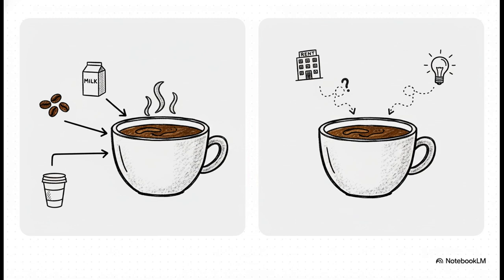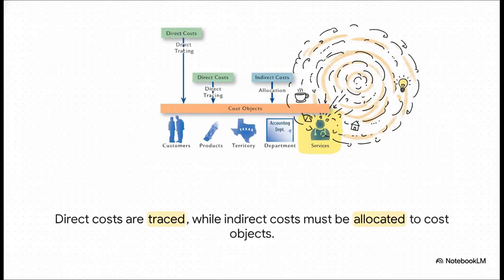But then you've got the indirect costs. The shop's rent, for example. I mean, it's totally essential, right? But how much of this month's rent belongs to this specific cup? Yeah, you can't just draw a straight line. It's trickier. And this right here just lays it all out.